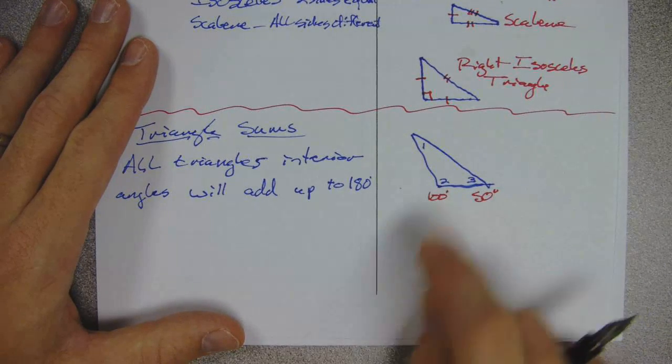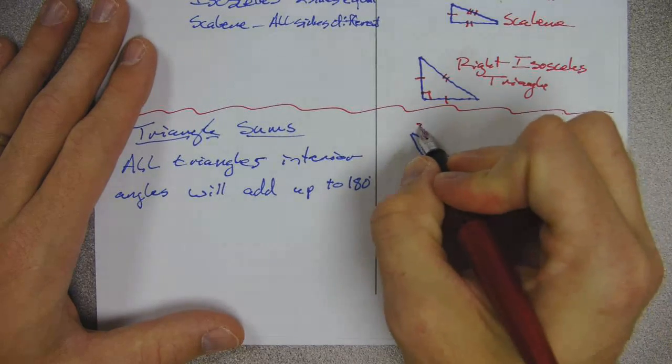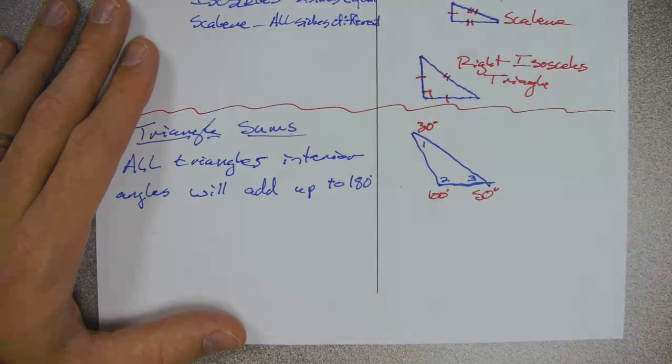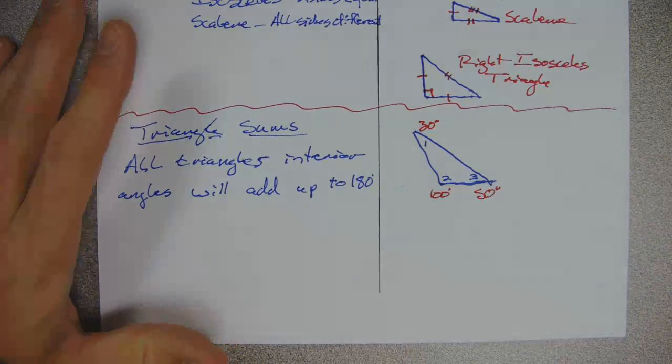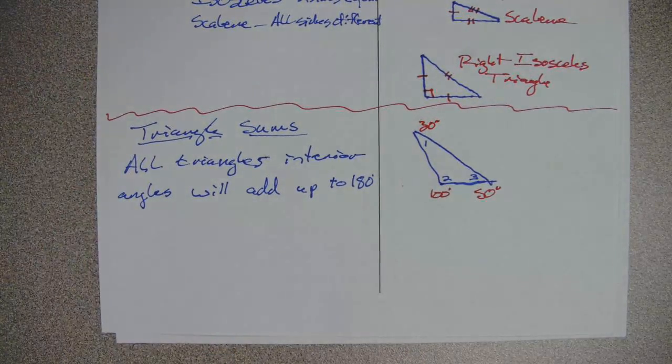So if I know that angle 2 is 100 degrees and that angle 3 is 50 degrees, well, that means angle 1 has to be 30 degrees. Now, how do I know this? How do I know that for any triangle, this little idea works?